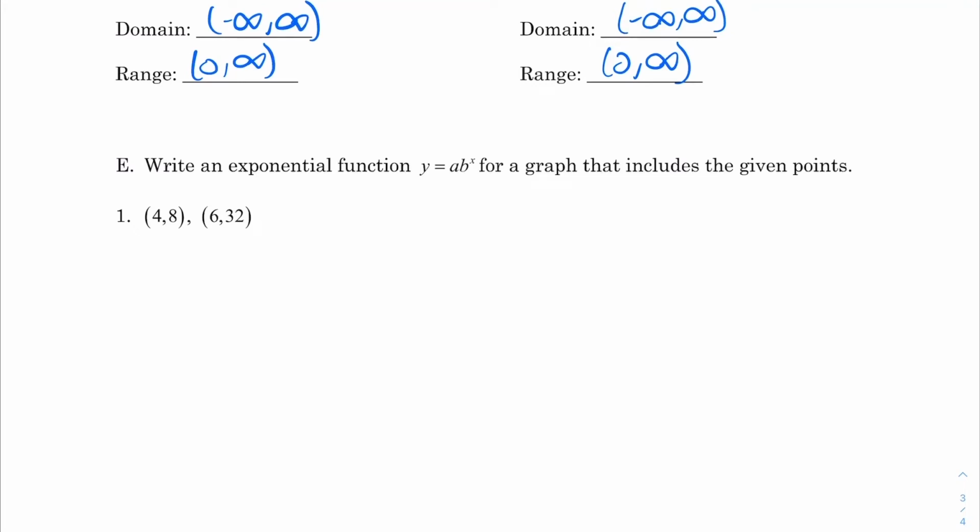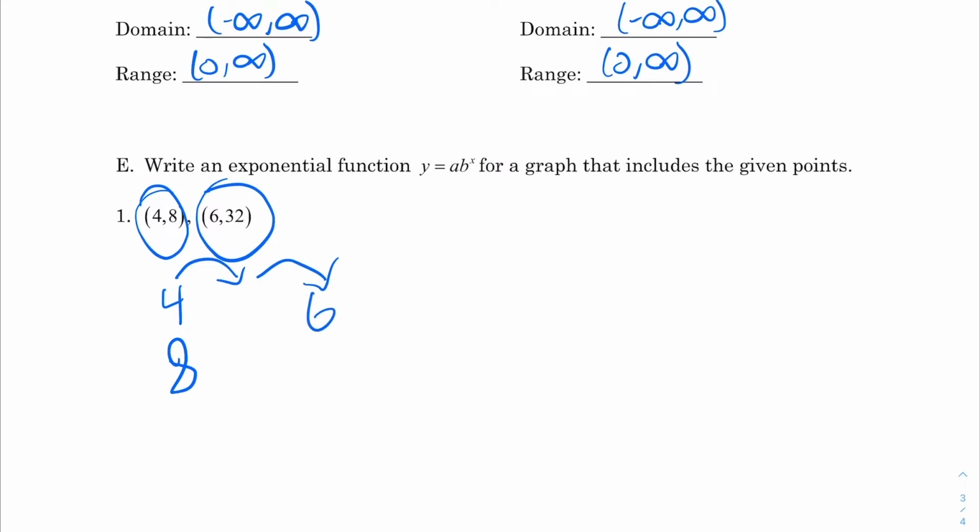For this next type of question, you can just think of it as a pattern. If you're given 2 points, (4, 8) and (6, 32), you've got to think. If 4 is the x, it goes with 8 for the y, and then 2 spaces later, you're at 6 and 32.